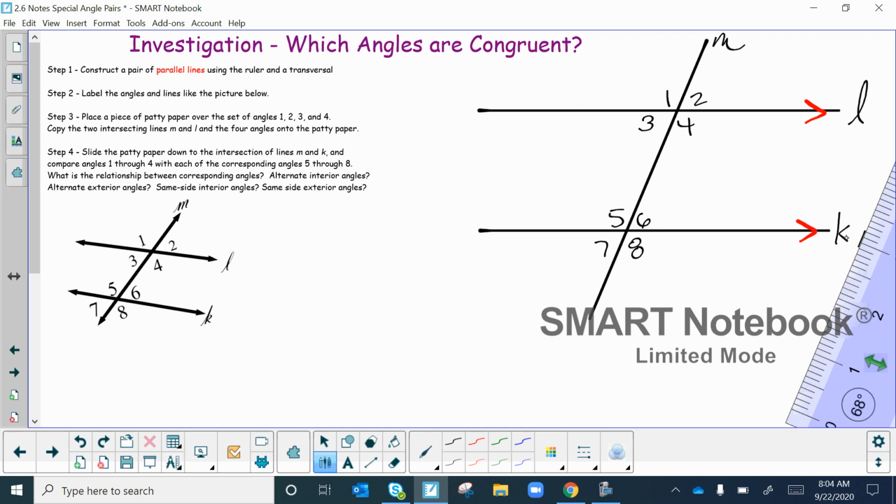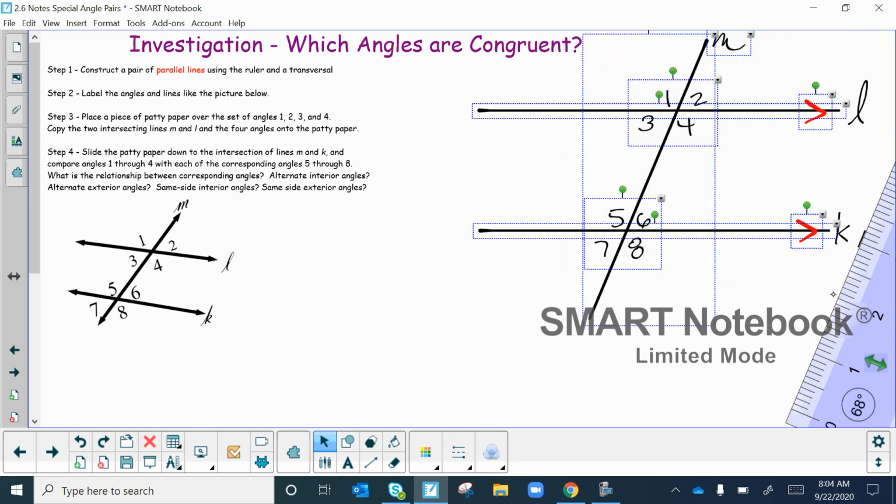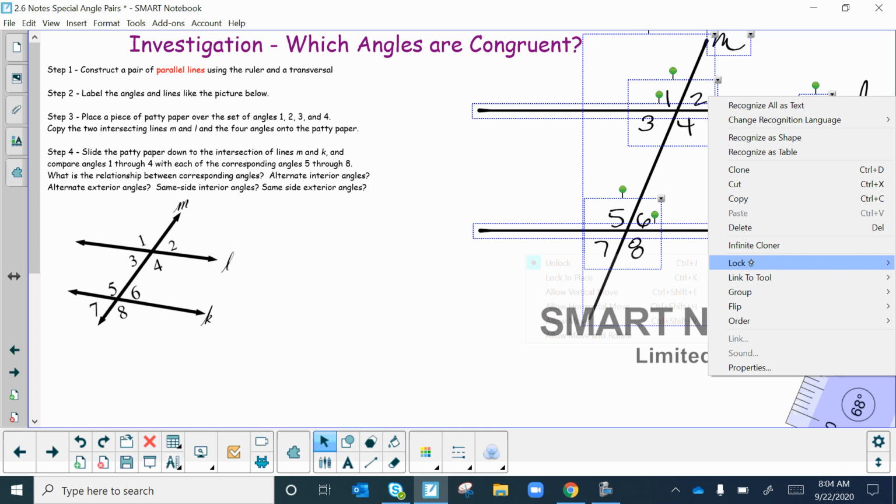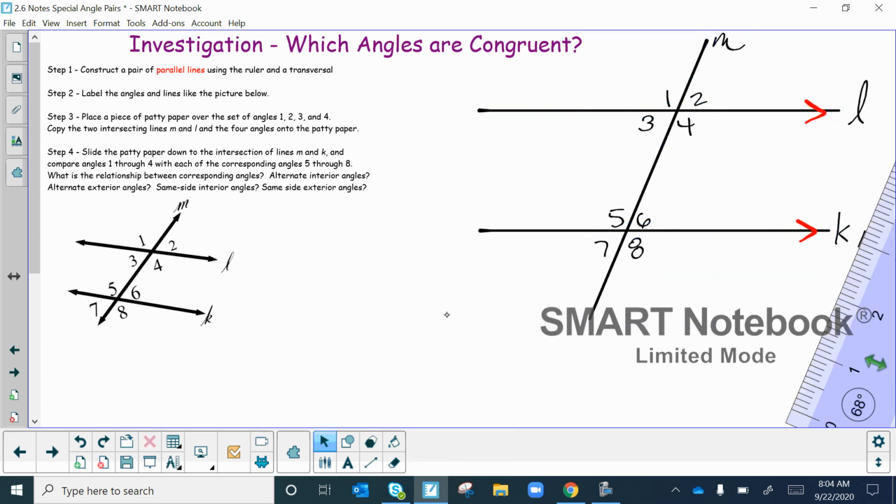Okay, so now I'm going to copy those. In order to do that, let me group all of these together and lock them down so they don't move. Okay, so now these are in place. Basically a patty paper is like a tracing paper. So I'm going to get my highlighter, and you're going to see I'm going to trace these lines right here. So there's that one, and then there's that one. Okay, I'll try to trace it as best I can. That's pretty good, close enough.